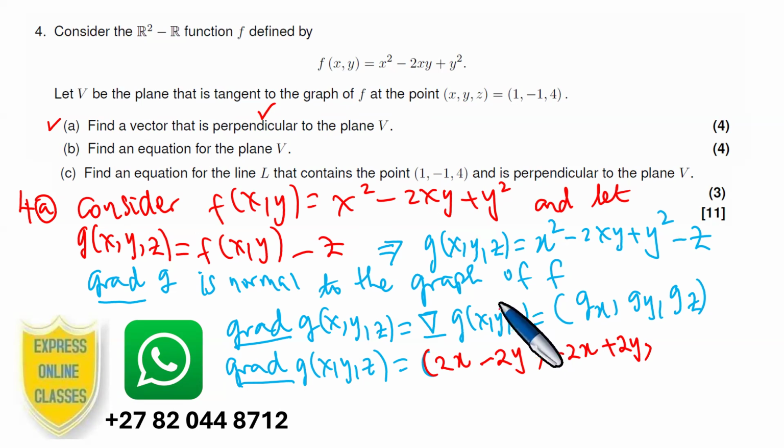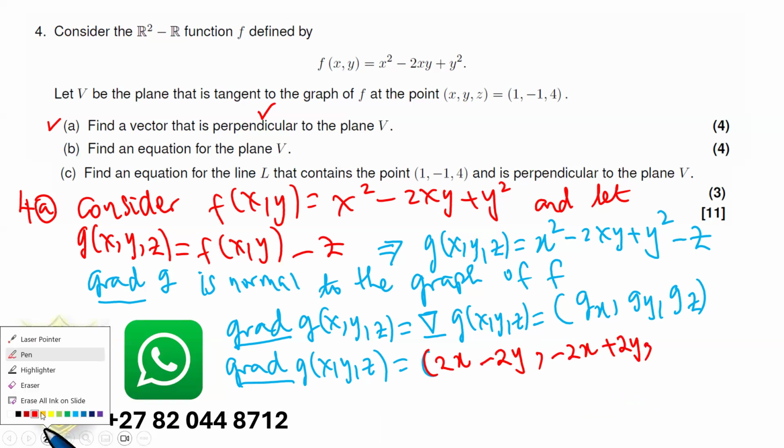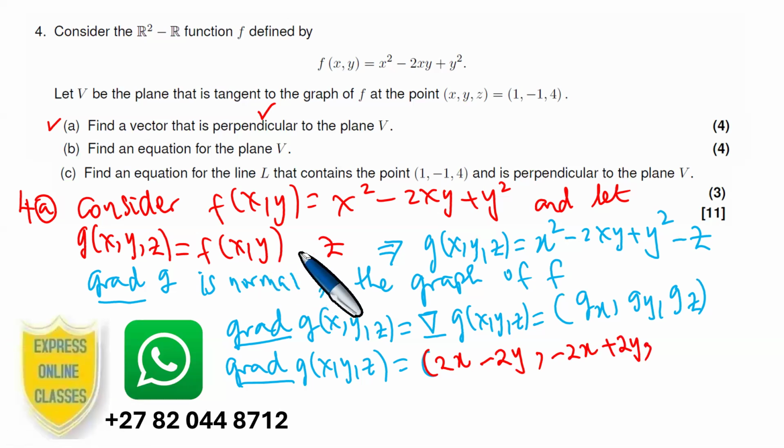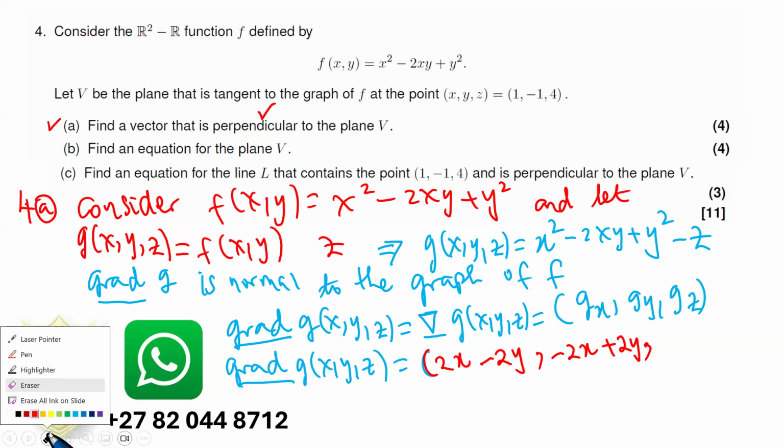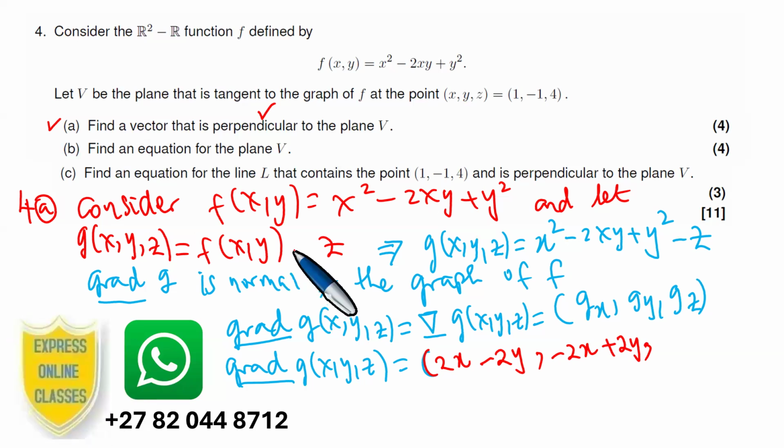Sorry, can I please disturb you? Yes, please. My network wasn't working, but I don't understand why you introduced the new function g. And why are we taking the gradient of g?